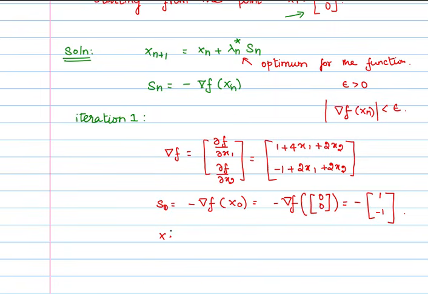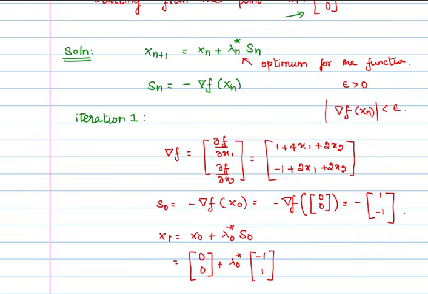So x1 equal to x naught plus lambda naught star times s naught. X naught is 0, 0 plus lambda naught star, and we keep lambda naught star as it is. We have to find s naught, which we found now: minus 1, plus 1, because minus times 1 is minus 1.